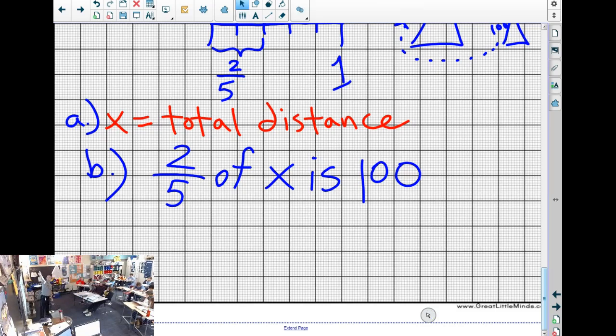We want to know, and we can see it up here, 2/5 of the whole thing is 100. Okay? If you look at the triangles, you've got the big triangle X, and then the little one is 100, and you see the times 2/5. So, Kevin, what does the word of tell us to do? Right. And also, Kevin, do you know what the word is means in math symbols? Equal to.